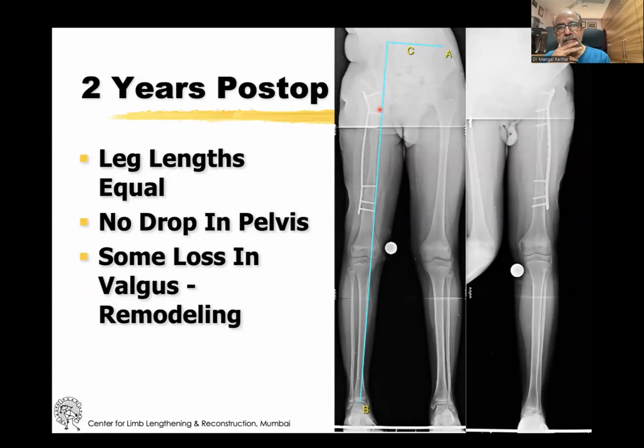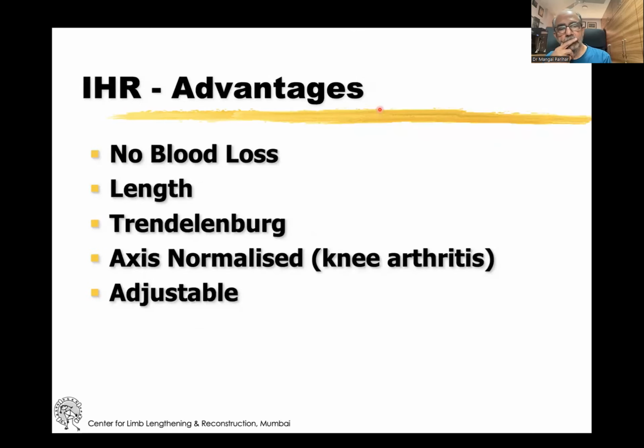There has been some loss in the valgus. But as I said, the valgus is for two reasons. One is stabilizing the hip, which if you notice his pre-op walk, not terribly unstable. And the second reason is to allow us to lengthen this large amount without the trochanter slipping up. We've just seen him recently. He continues, there's no further remodeling on that.